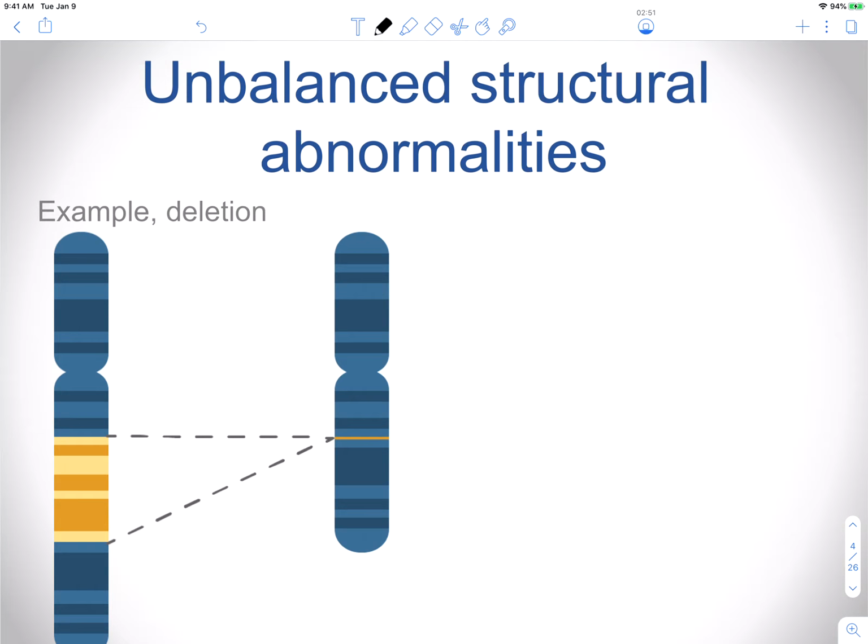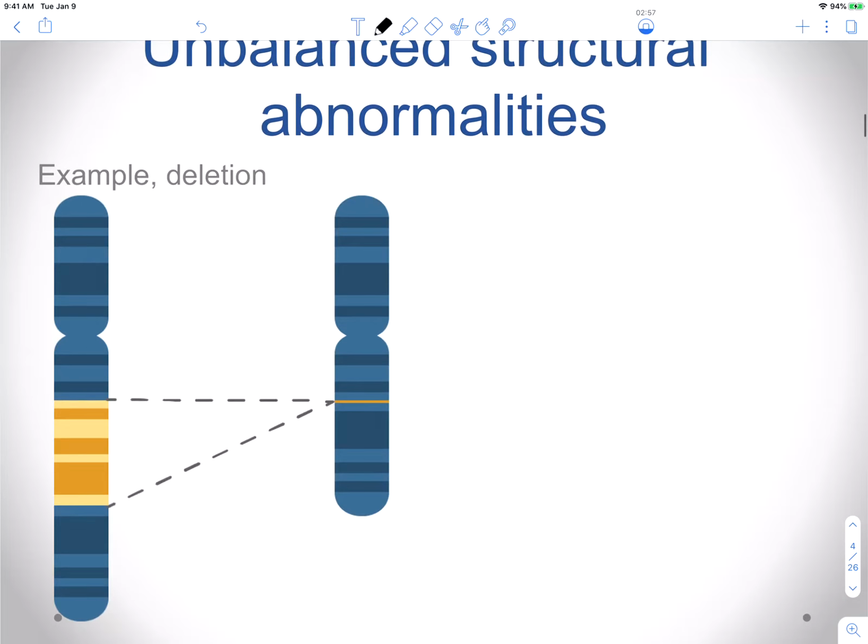So an unbalanced structural abnormality is going to be a deletion. Again, this is where you have a loss of genetic material. So genes are lost. These can have severe effects. An example of this is Cri-du-chat, where you have large numbers of genes that are going to be affected. A few others are Angelman and Prader-Willi syndrome.